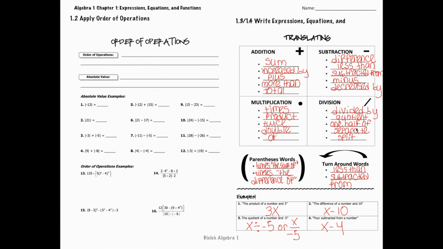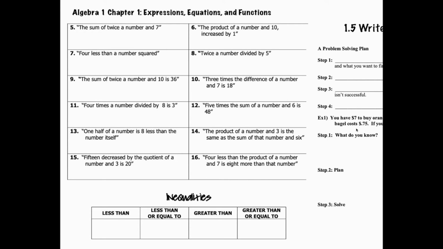Okay, so I will go ahead and do the evens with you. I'm going to leave the odds for you to try on your own and check your answers on Google Classroom. So the product of a number and 10 increased by 1. The product of a number and 10 is 10x, and then they want to increase that by 1. Twice a number divided by 5. So 2x divided by 5, or 2x over 5.